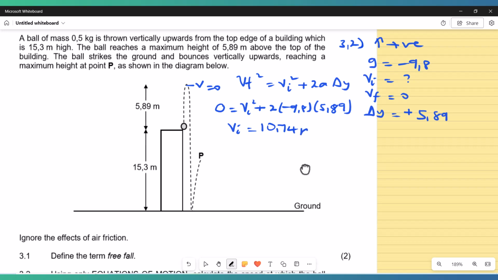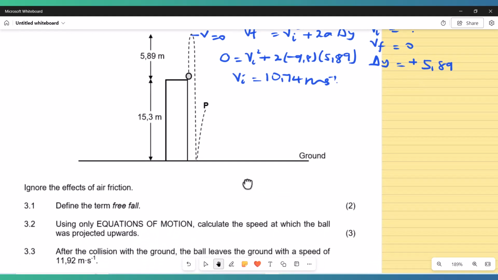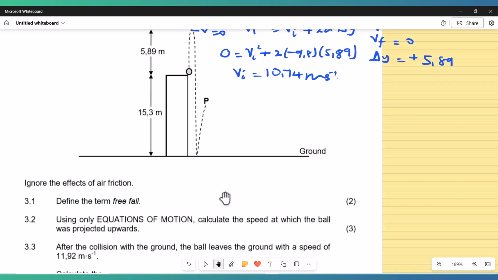10.74 meters per second. Now, if the question is asking for the velocity, we tell them upwards. If they say speed, don't tell them direction. Why? Speed is a scalar quantity. Because we talked about speed here, you can see, we only say it is 10.74 meters per second. Okay, next question here.